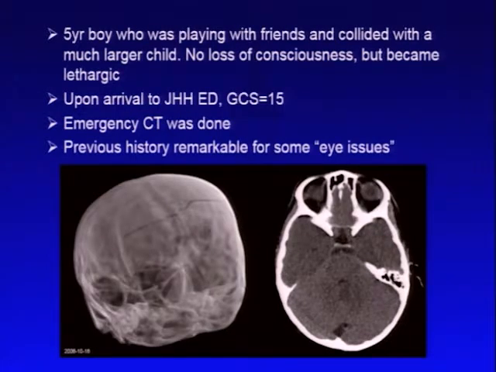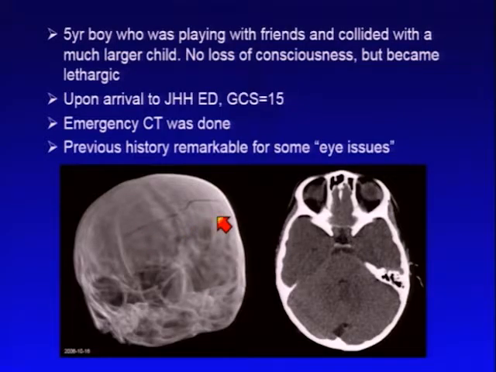Now, I always find this an impressive case because I'm impressed by my colleague and I would completely fail in this case. Not completely, but I would fail in this case. And I just want to share it with you, how important it is to have the good clinical information and to correlate it. This was a 5-year-old boy who had been playing with friends and collided with a much larger child. I suppose that means an obese child. So there was no loss of consciousness, but the patient became lethargic, went to our ED, and there apparently recovered, Glasgow Coma Scale 15. CT was done, and the only previous history which we heard of was there was something about some eye issues. Anybody disagreeing with me there is a skull fracture?